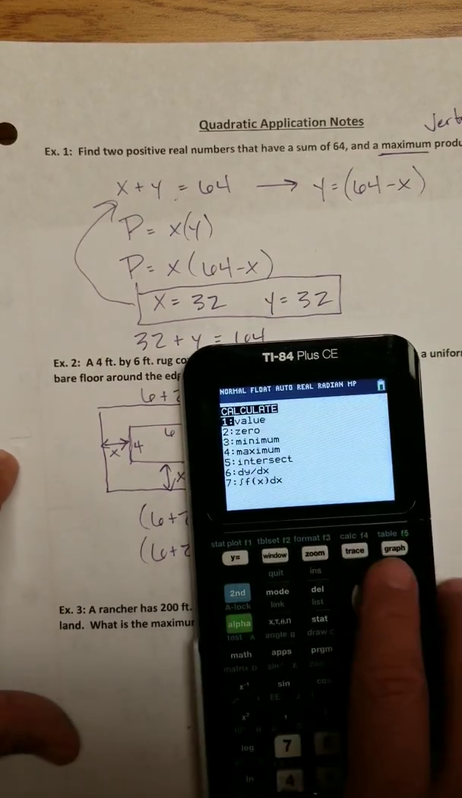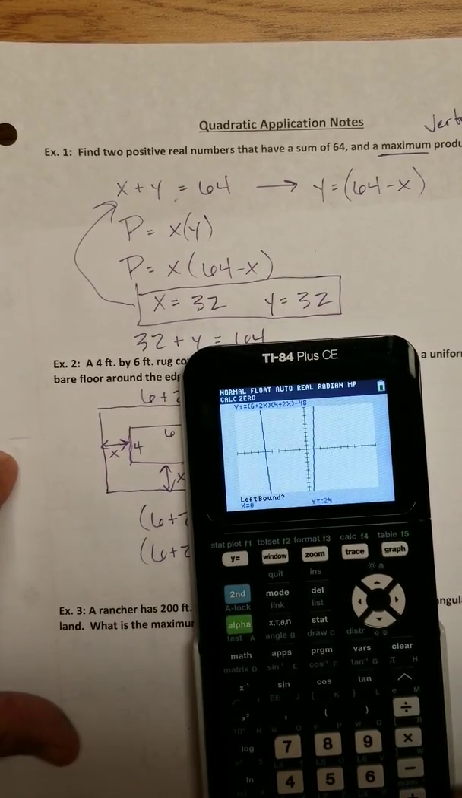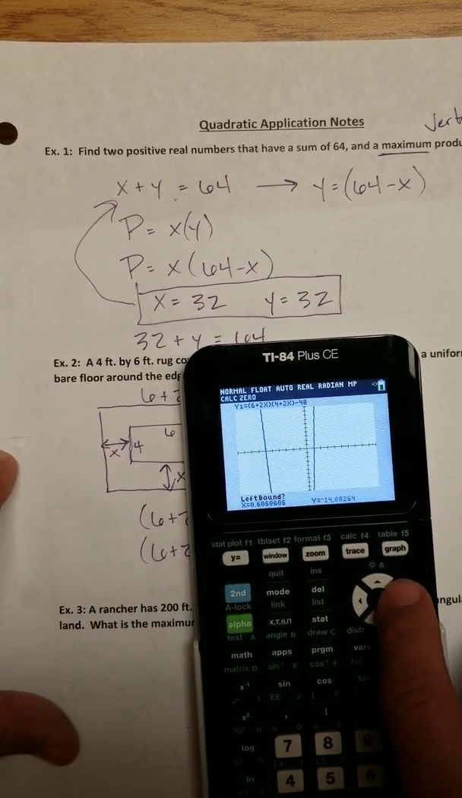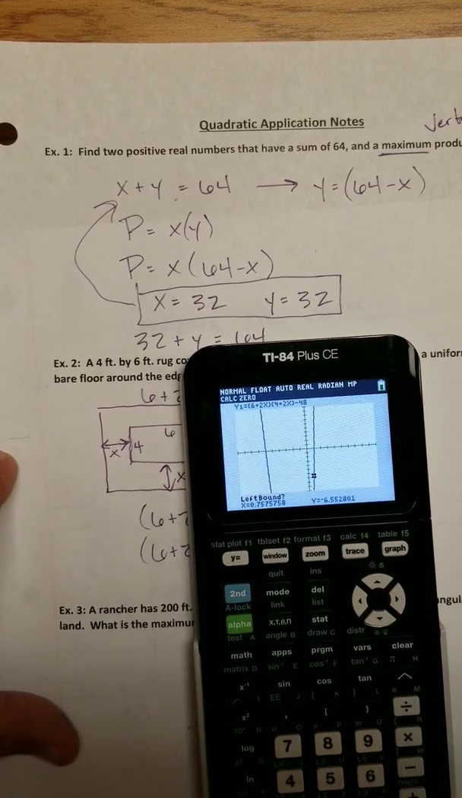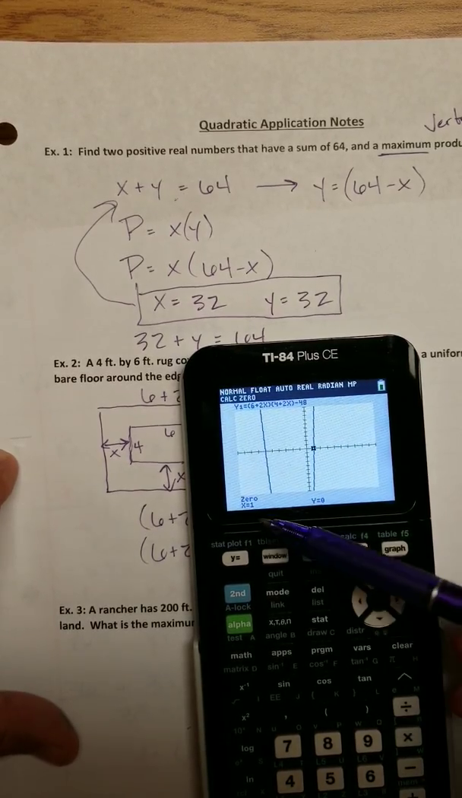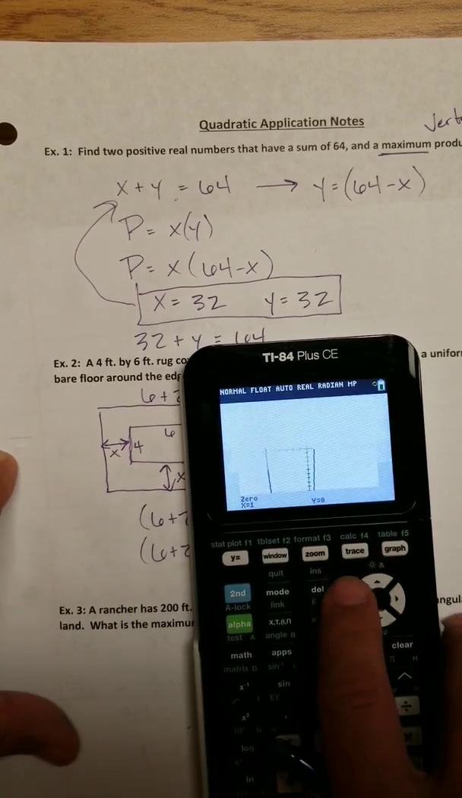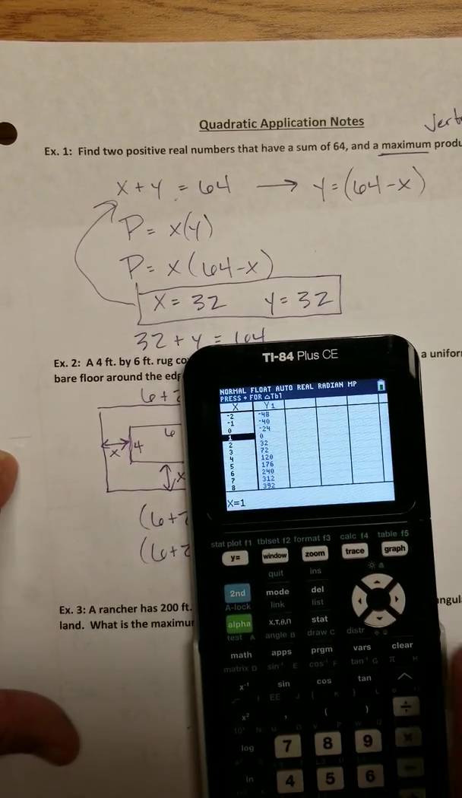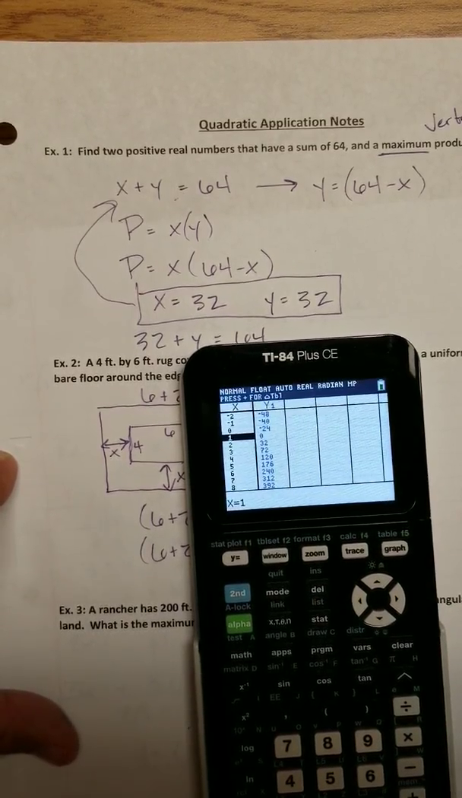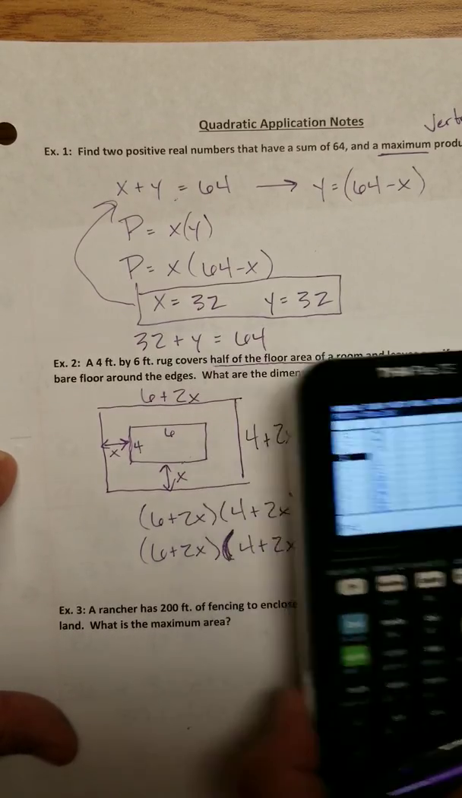We can check that if you want. We can hit zoom trace 0. You could go to your table if you want. Whatever you want. But left bound there. Right bound, and my 0 is 1. Again, you can see that on the table as well. Right there, 1, 0. Okay, so x equals 1.